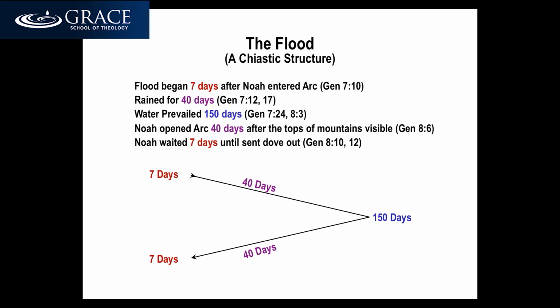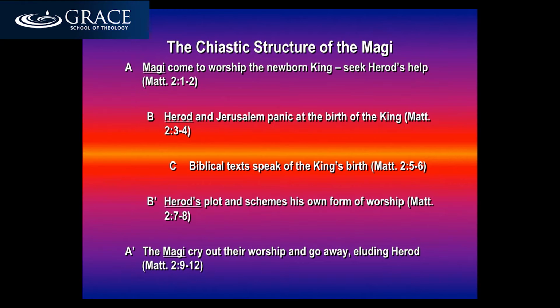If you miss the literary device, you won't perhaps catch the whole story. We look at this with the structure of the Magi. So we see the Magi and Herod, and then the biblical text speaks of the king's birth, and then Herod, and then the Magi. So we go A, B, C, and the key part is the biblical text speaking of the king's birth, and then back out to Herod, and back out to the Magi.